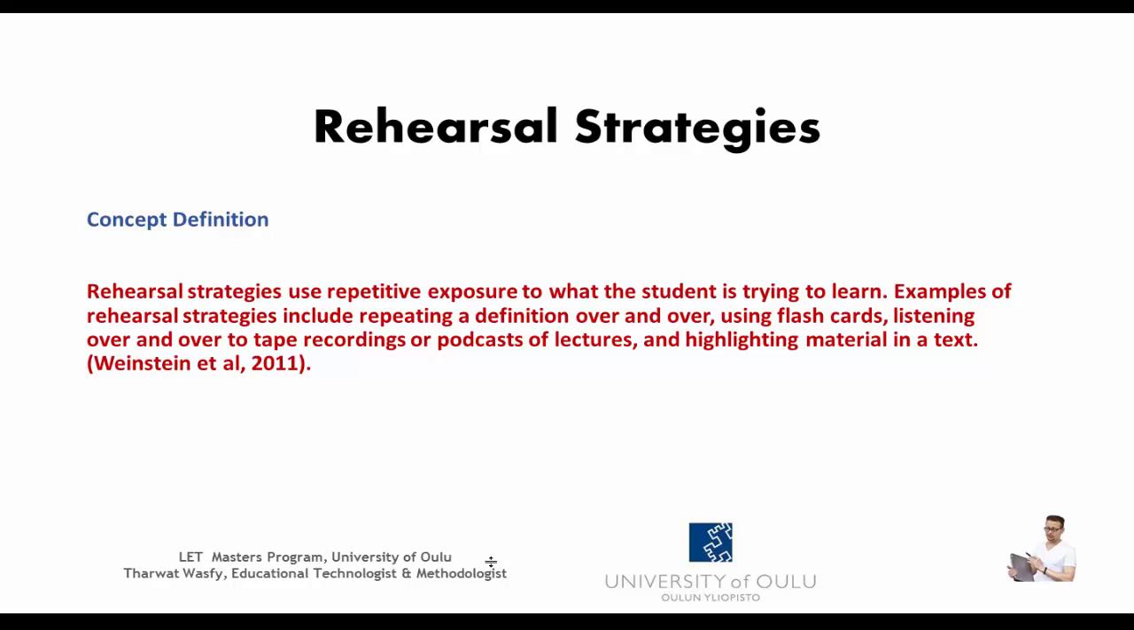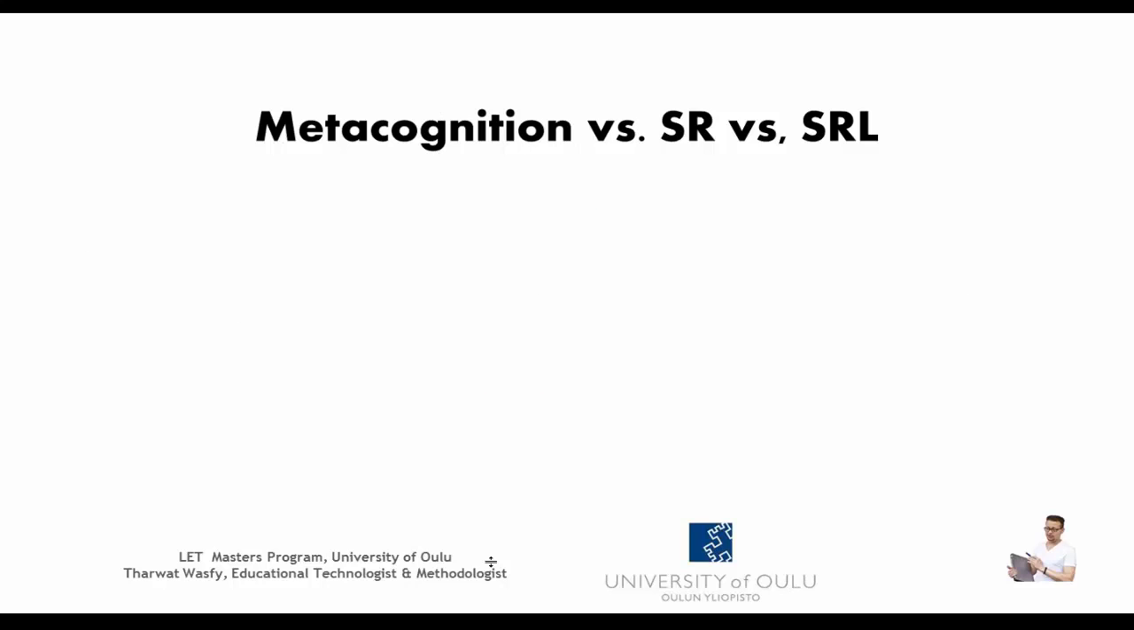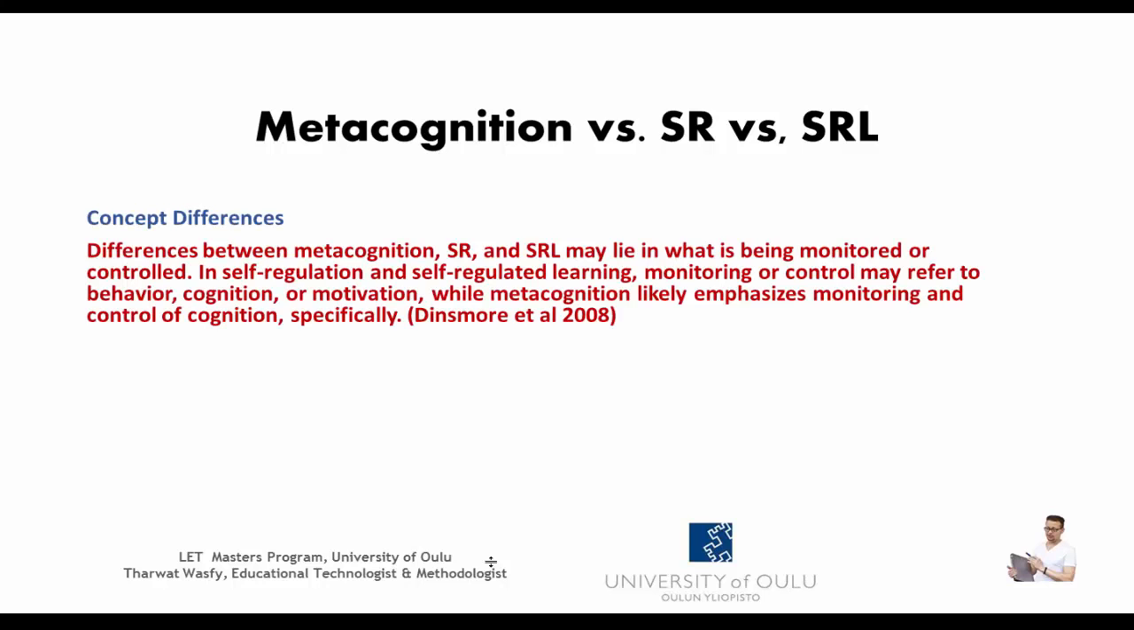Now, article number 3, I'm going to be discussing two different concepts: metacognition versus self-regulated learning with the ICE note, and then prompting and cueing. First concept, the difference is not necessarily in definitions because they are kind of overlapping somehow. The difference Densmore mentions is that the difference between metacognition and self-regulated learning lies in what is being monitored or controlled. He mentioned that in self-regulation and self-regulated learning, monitoring and control refer to behavior, cognition, or motivation, while metacognition emphasizes monitoring and controlling of cognition.